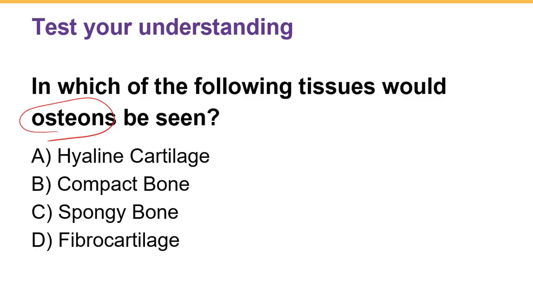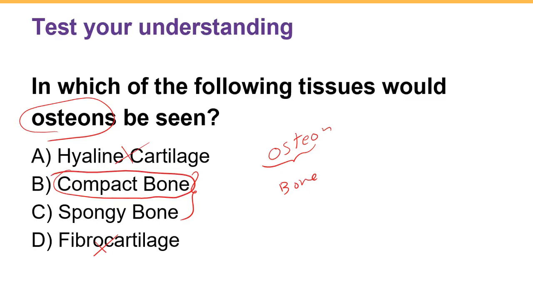First of all, you shouldn't think about any cartilages because we say osteon. Osteo means bone. Then you should think about compact bone or spongy bone. But remember we said osteon is the unique structure and only going to be found in our compact bone.